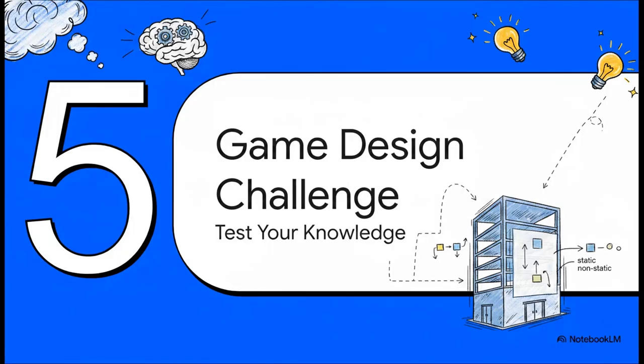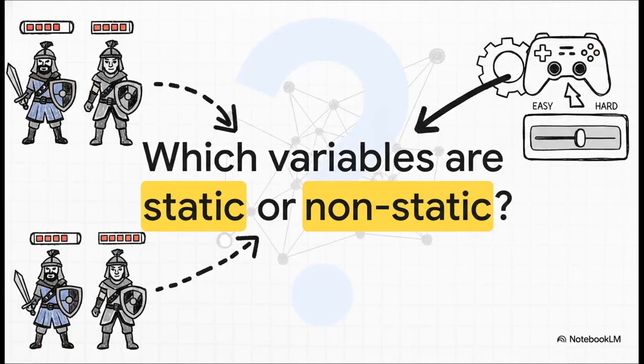Which brings us to Section 5, the Game Design Challenge. Let's put this into practice. Imagine you're building a game that has a bunch of character objects. Each character should store its own name and its own health. The game also stores one shared difficulty level that applies to every character equally. So ask yourself, which of these variables should be static and which should be non-static? Think about ownership and scope here.